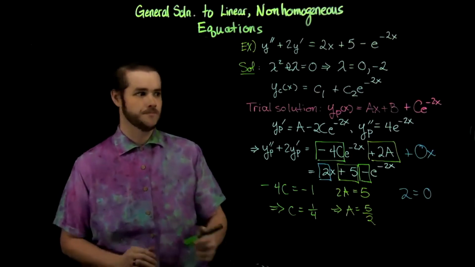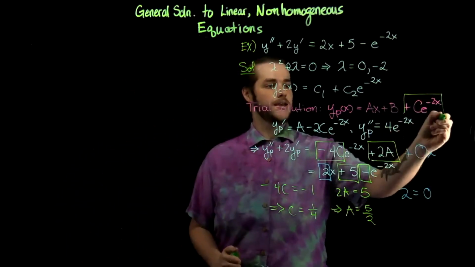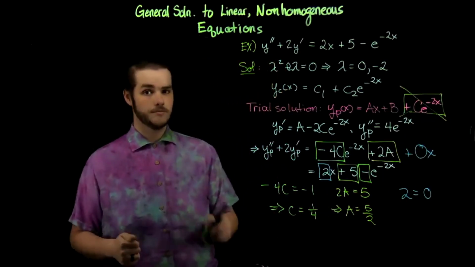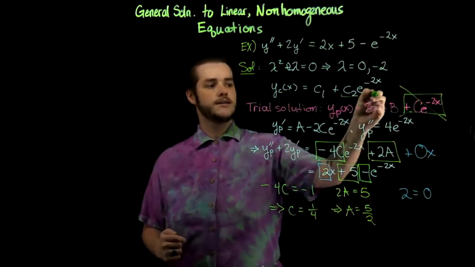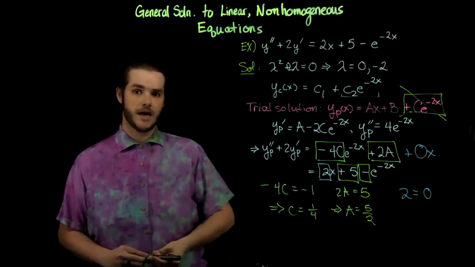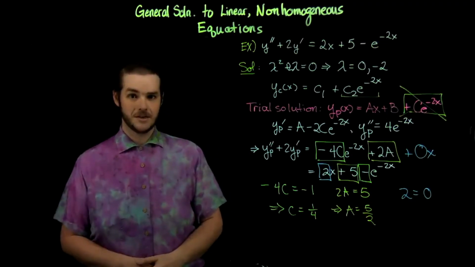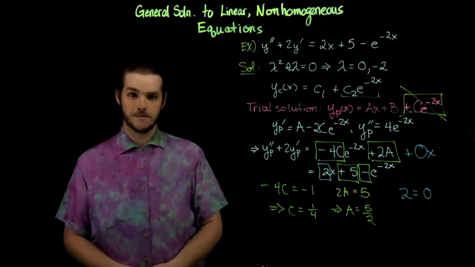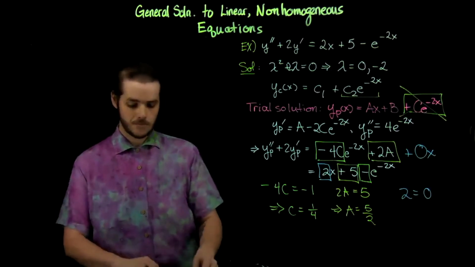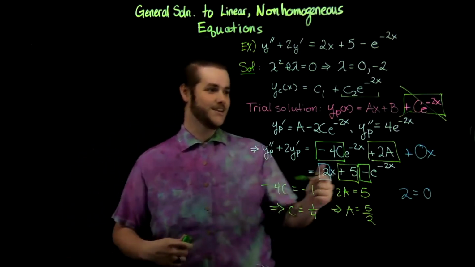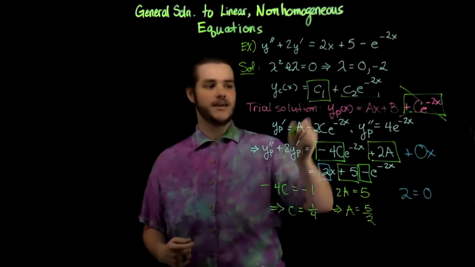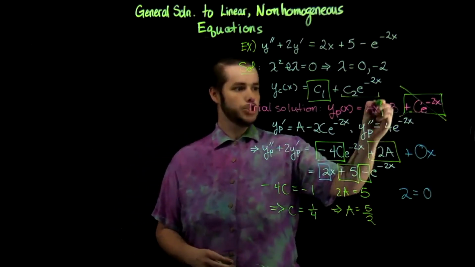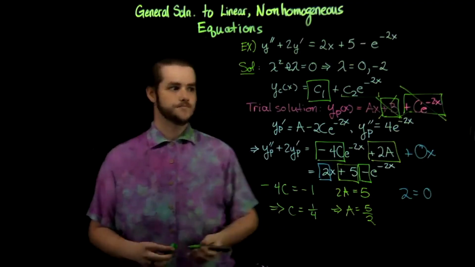The first mistake is having an e^(-2x) term at all. I don't need one because I've already got that piece covered by my complementary solution. There's another mistake in here, and it's very similar to the one I just pointed out. Pause the video here to see if you can catch it. Ready? The other one is that I also already have a constant term in my complementary solution. So I shouldn't have one of those here either.